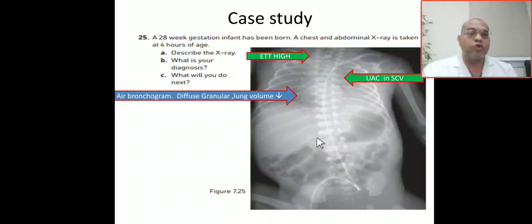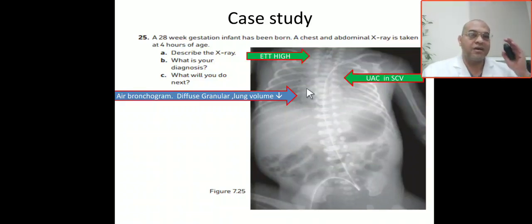The second issue is you have to comment about the lung: lung field and lung volume. For the lung volume, you have to count from down. If you see here, this is 12, then 11, 10, 9, 8, this is 7. This is decreased lung volume. And if you see here, this is air bronchogram. Also you can see here this ground glass appearance. You call it pepper and salt sprinkling on the film.